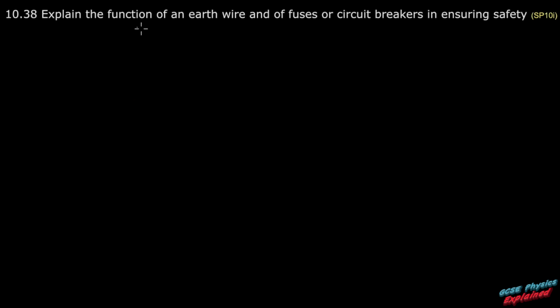38. Explain the function of an earth wire and of fuses and circuit breakers in ensuring safety. Now, I'm not going to go into too much detail. I do have a nice video all to do with earth wires, fuses and circuit breakers that you can check out in my SP10 playlist. The earth wire basically is for safety. It stops the appliance casing becoming live. That's for appliances with a metal casing.